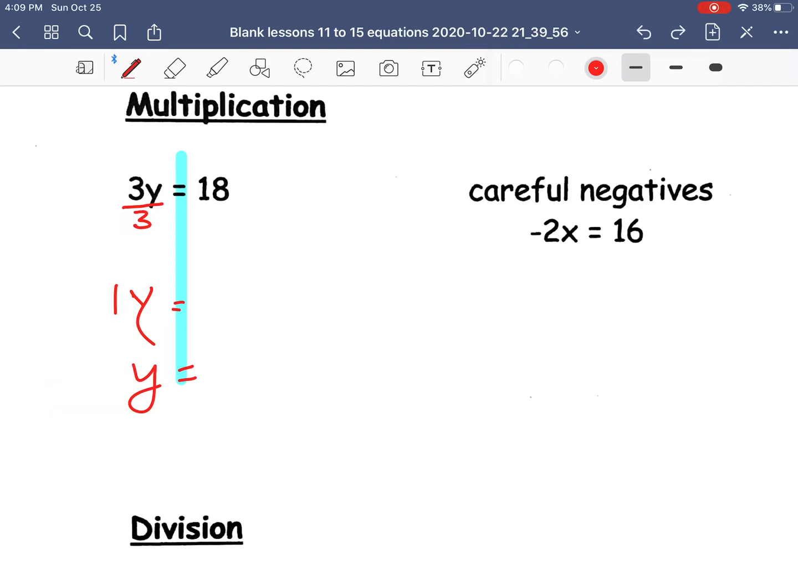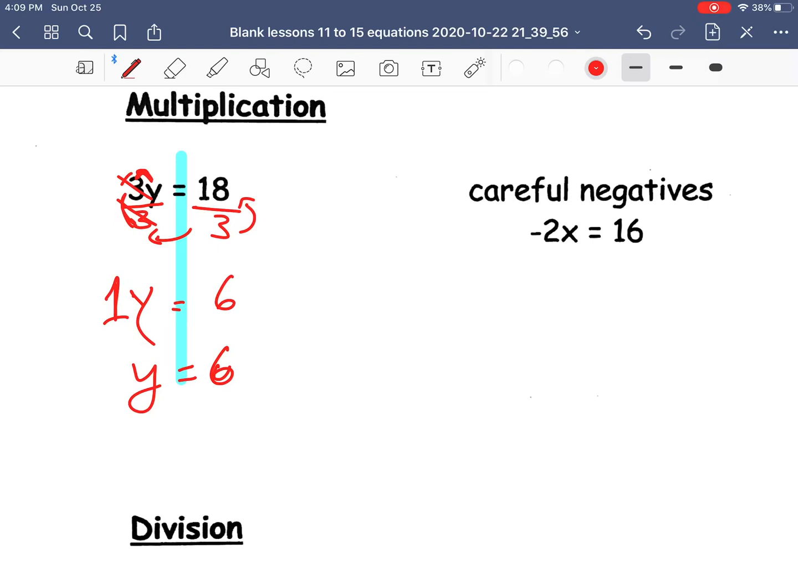So in order for me to get rid of the 3 stuck on the y up top, which is multiplying, the opposite of that would be dividing. So when I say 3 divided by 3 is 1y. If I divide it by 3 on the left-hand side, I must do the same thing to the right-hand side. So 18 divided by 3 here would be 6. So nice and clean would just be y is equal to 6.